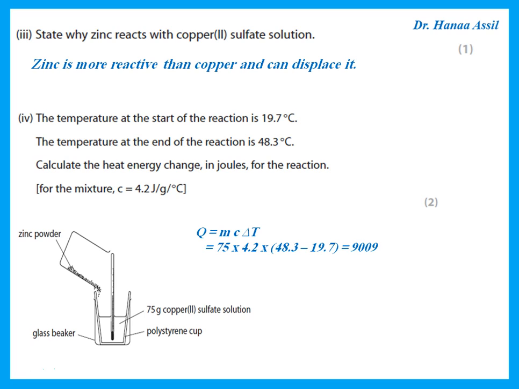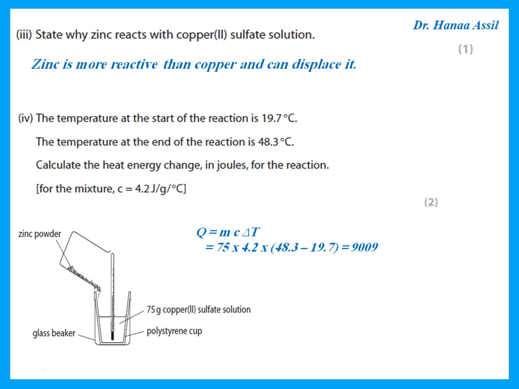So to get the heat energy change, you should remember that heat energy change, that is Q. Q is equal to mc delta T. What is M? M is the mass of the solution. So I have 75 grams of copper sulfate. That is my M. What is C?